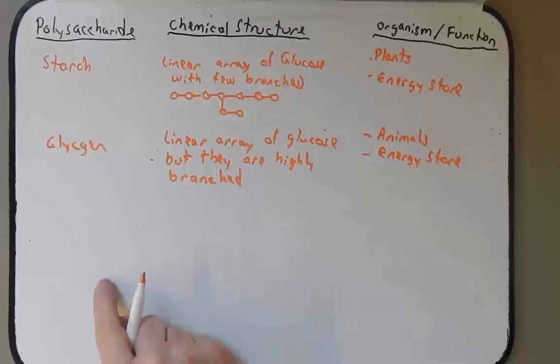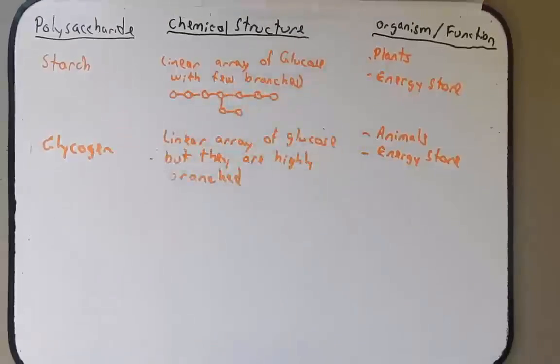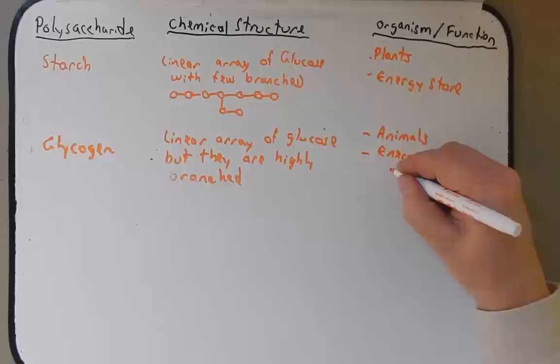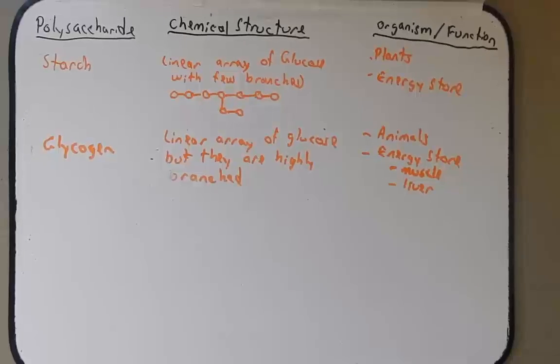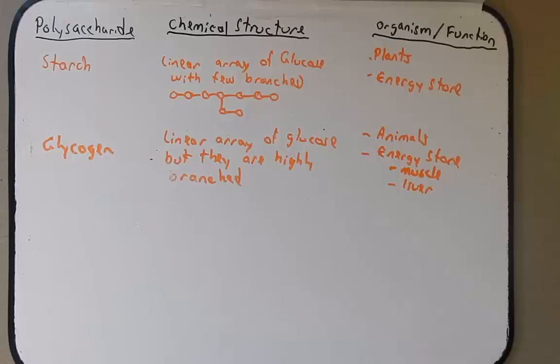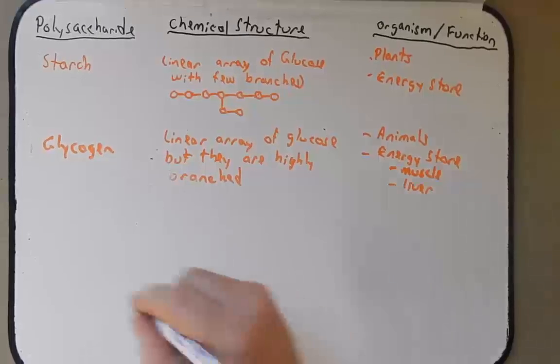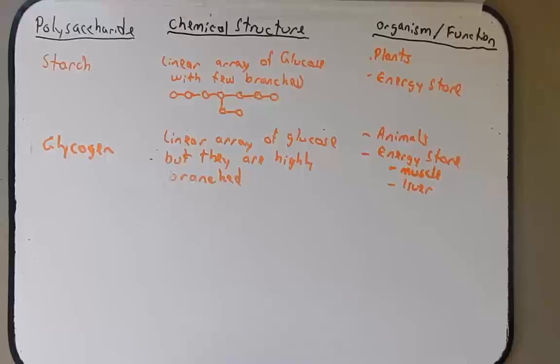And I just realized I misspelled glycogen, left out the O. In animals, we typically will find these in muscle tissue and the liver. That's where we store a lot of our glucose so we can use it later. Okay, the next 3, I don't know if I'll get them all on this board. I may have to erase something here, but the next 3 play a larger role in structure and support.